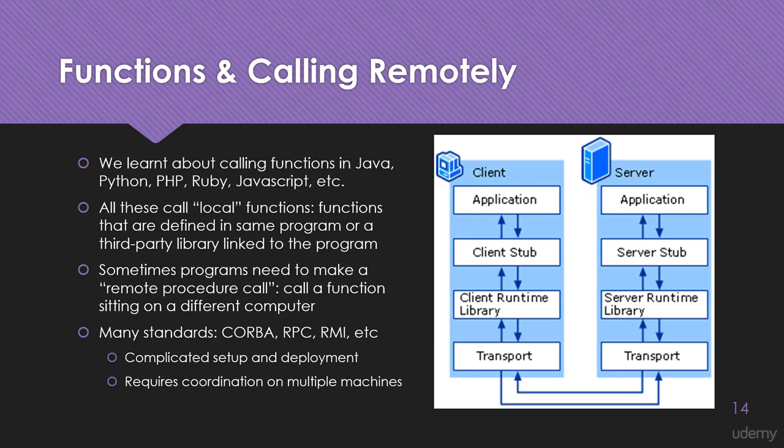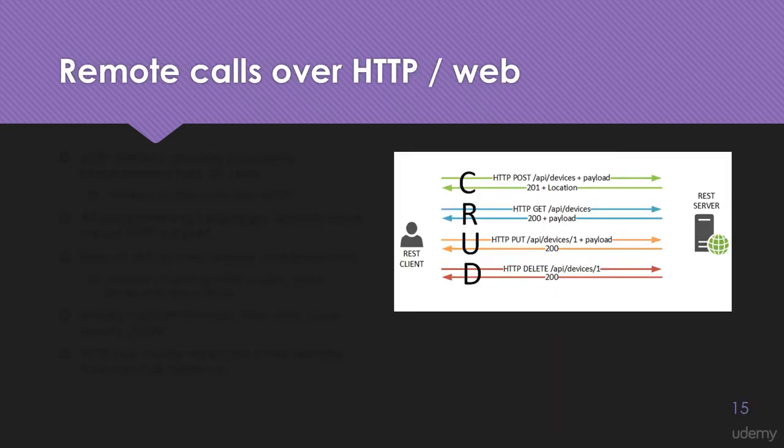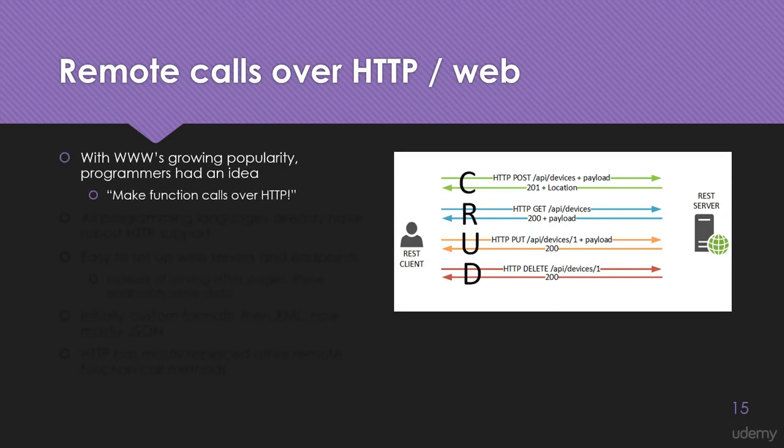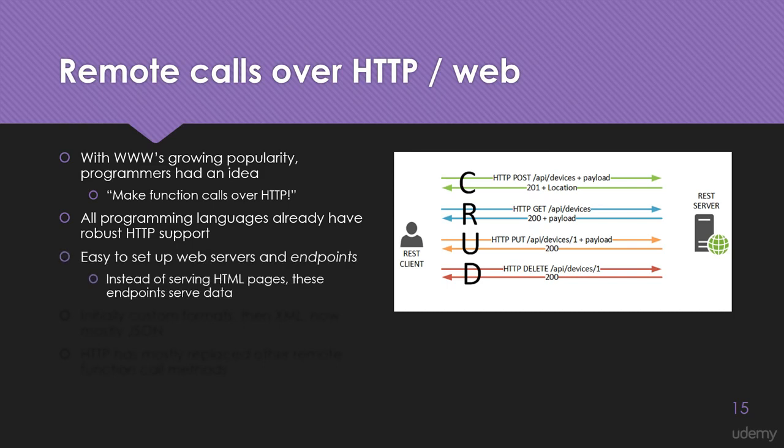Except that a lot of these older standards were more complicated and required more setup time. So what happened is, when the internet grew in popularity, programmers had an idea: why don't we make function calls over the HTTP protocol, which is the underlying protocol that runs websites today? A lot of programming languages already have very robust HTTP support. Again, HTTP is the protocol for the internet, for the World Wide Web, which browsers use. So it's very easy to set up web servers and endpoints these days.